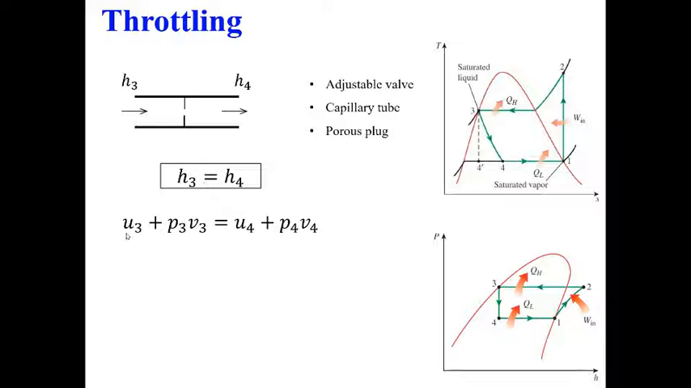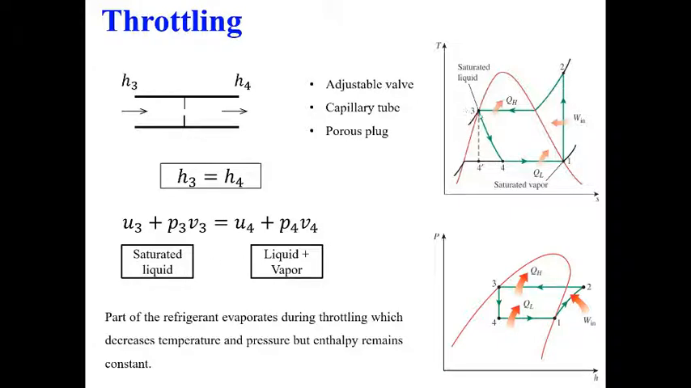Now enthalpy can be written as the sum of internal energy and PV. Initially at 3 we have saturated liquid which turns to liquid plus vapor at 4. This is inside the vapor dome. Now part of the refrigerant evaporates, so we have a mixture of liquid plus vapor. There is also a decrease in temperature and pressure both. You can look at these plots. Temperature is decreasing from 3 to 4, and pressure is also decreasing from 3 to 4.